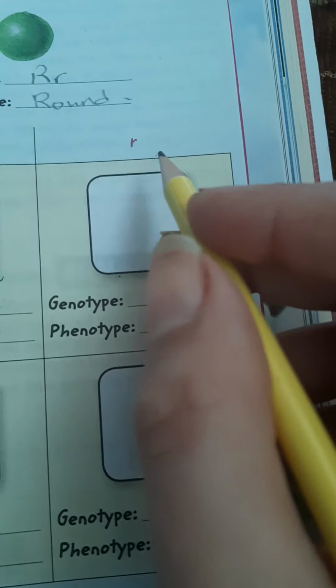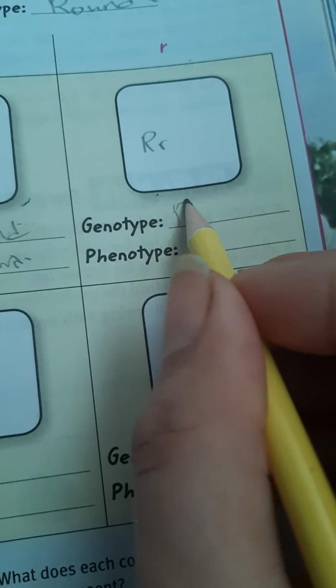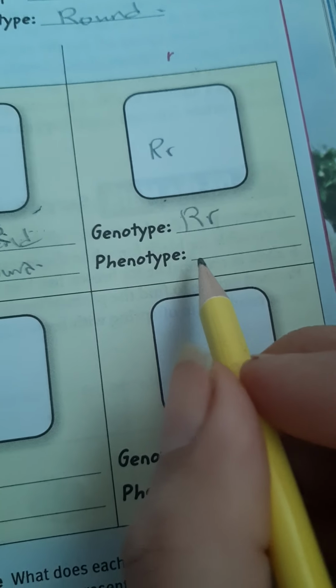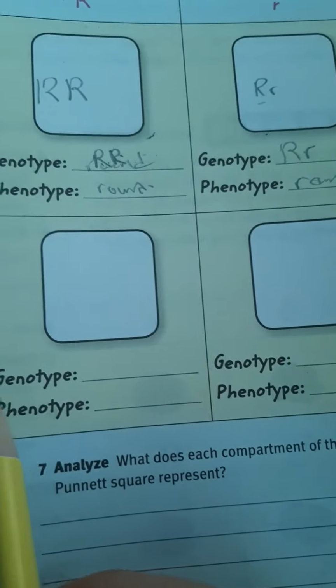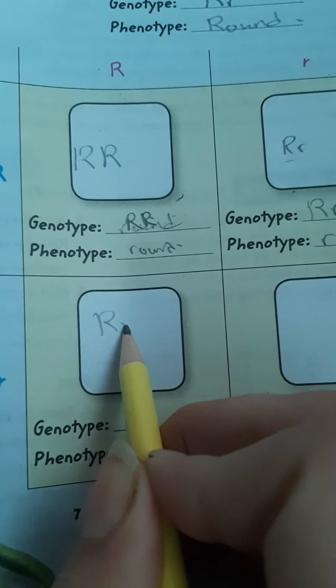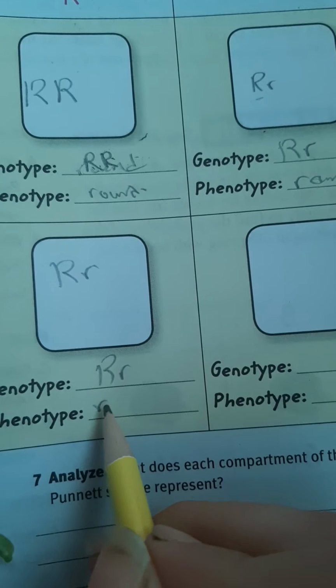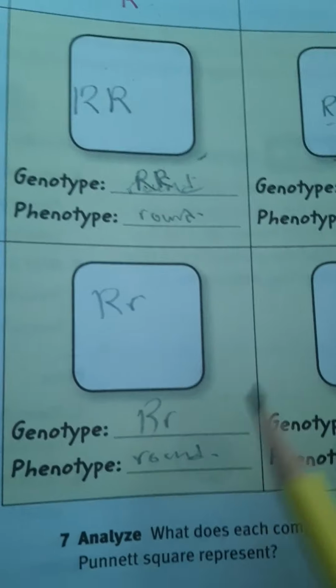Here we have the R small with the R capital. It's R capital, R small, okay? The genotype is what? It's an R capital, R small. The phenotype, they are round, okay? Because they are having the R capital type. For this third one, the R capital with the R small, it's an R capital R small. The genotype, it's R capital R small. The phenotype, they are round also, okay? Here we have what?